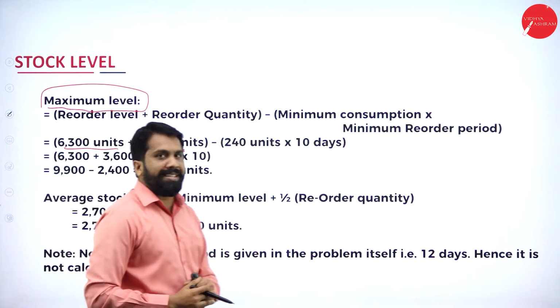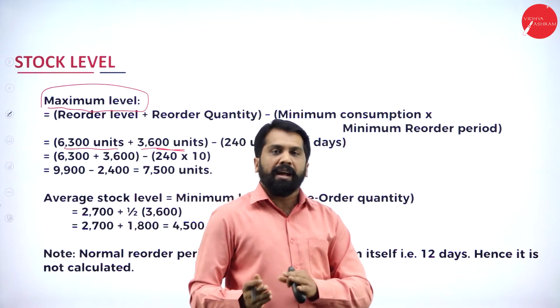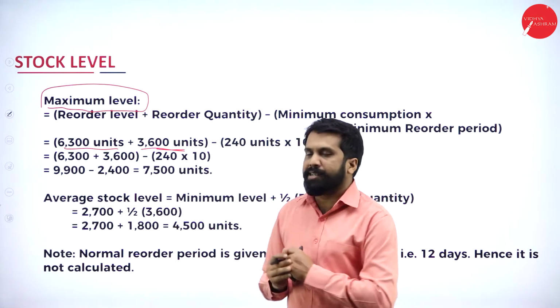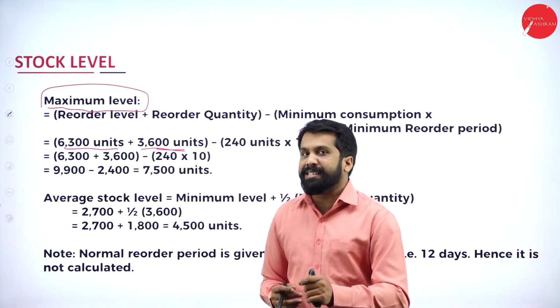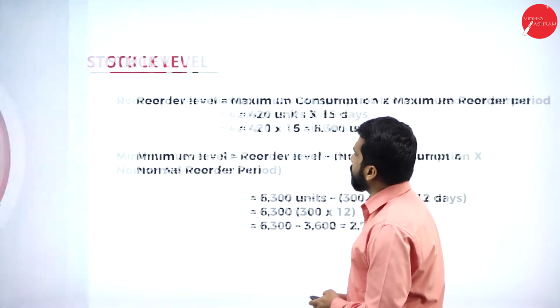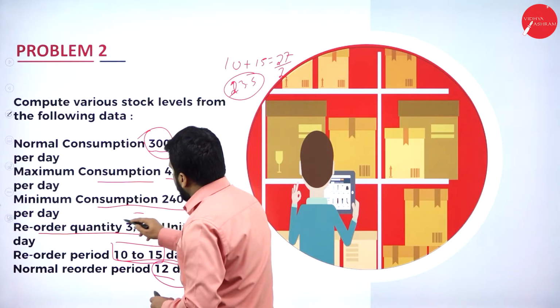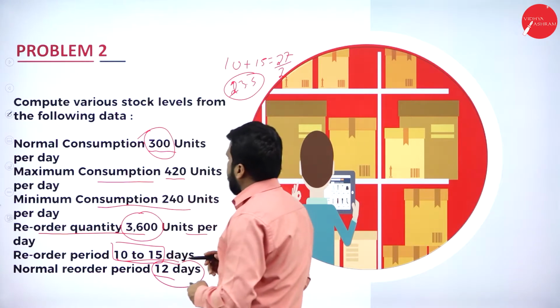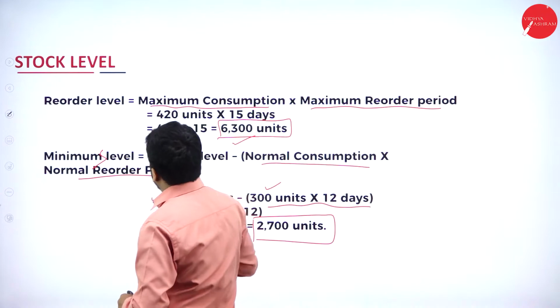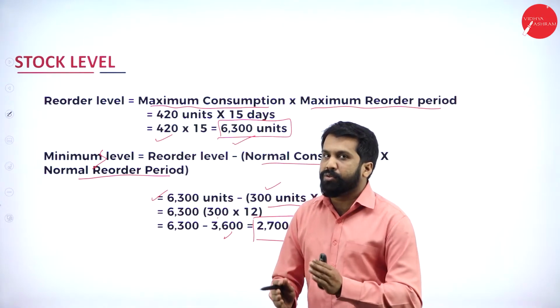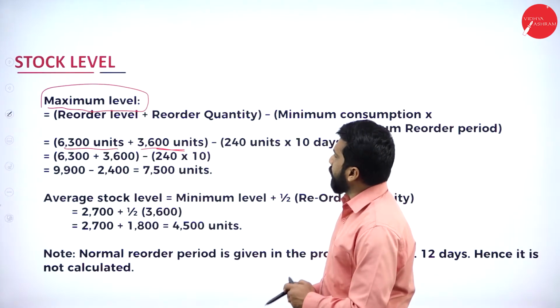Reorder level is 6,300 and reorder quantity is 3,600. I'll go back to your question and show you how we got 3,600 as well as 6,300. See, in this, reorder quantity is 3,600. Now, reorder stock level, the final answer is 6,300. These two we have to consider.